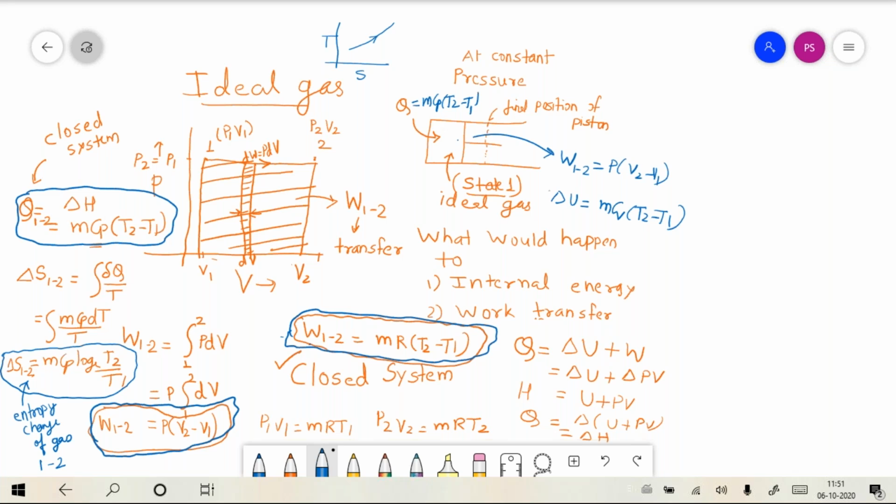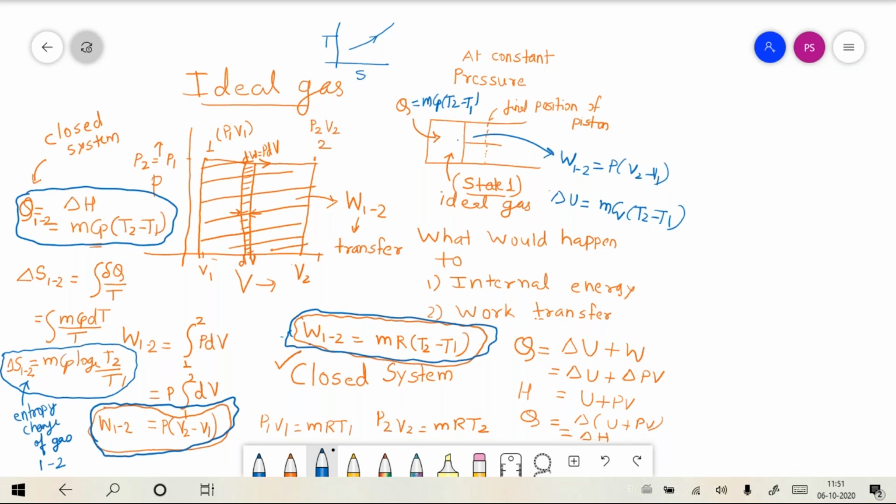Let me share the result first. The answer is that for a closed system, the work transfer is given by both expressions, that is m R (T2 minus T1) or P into delta V. I'm hiding this now, and you can also copy it down from the board.